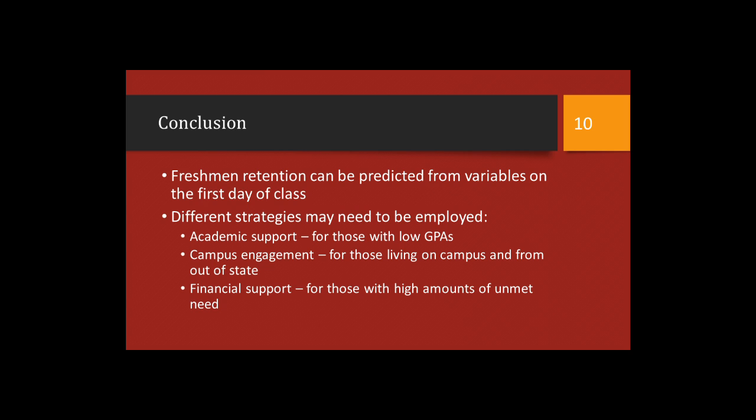In conclusion, this study found that there was adequate data to be able to predict freshman retention from variables that are available on the first day of class, even though freshmen are widely perceived as unknown entities on their first day. Based on the results of this study, different strategies may need to be employed to interrupt the trajectory of students who are at risk of attrition. Some may need academic support if they're evidencing low GPA, either their high school GPA or their fall term GPA. Others may need assistance with campus engagement, especially those that are living on campus and maybe from out of state. Others may need financial support if they have large amounts of unmet financial need.